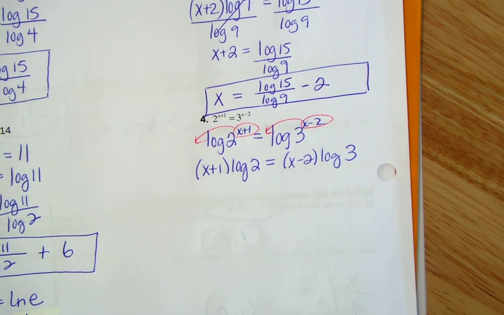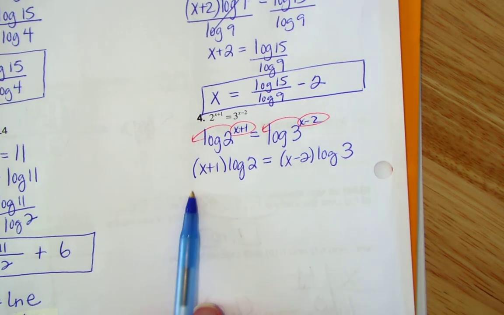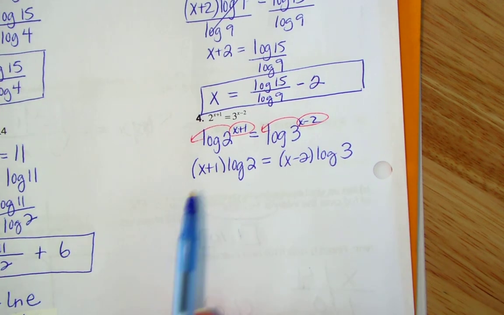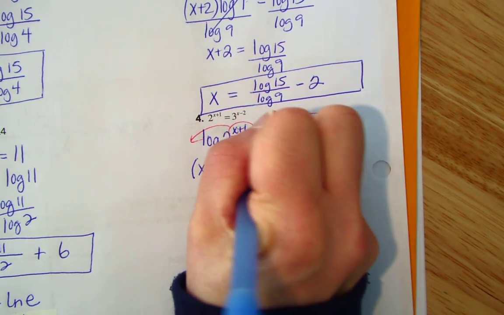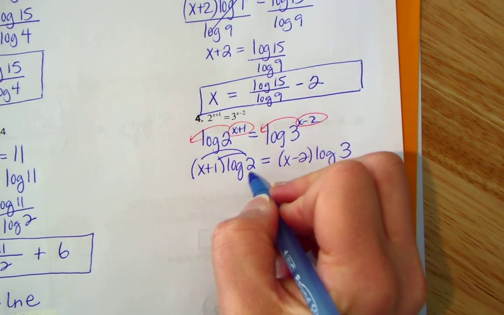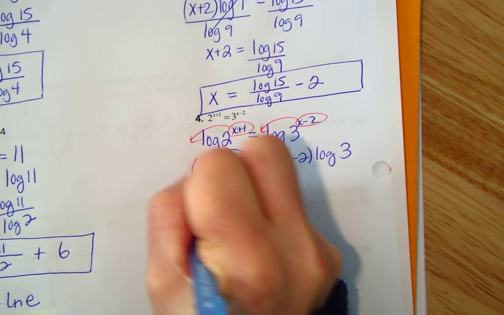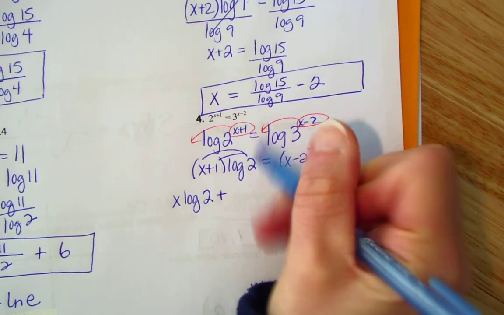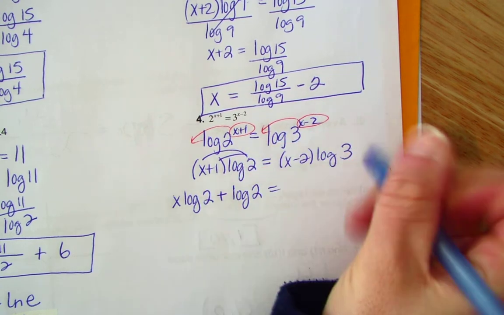So remember, that's a number. In this case, it wouldn't benefit us to divide by log of 2 or divide by log of 3 with x on both sides. When you have x on both sides, you want to actually distribute with the log. So it's going to be log of 2 times x, or x log of 2, plus log of 2 times 1, which would just be log of 2.